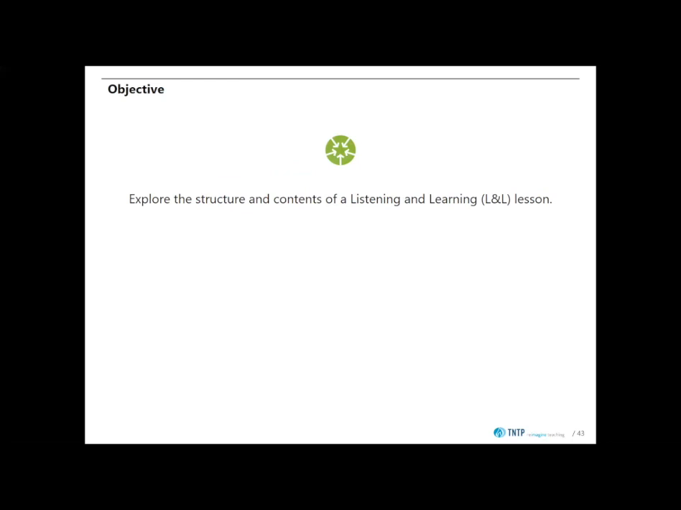Our objective for this session is to explore the structure and contents of a listening and learning lesson. You've had a chance to look at the materials as a whole. Let's take a closer look at a specific listening and learning lesson and its components.